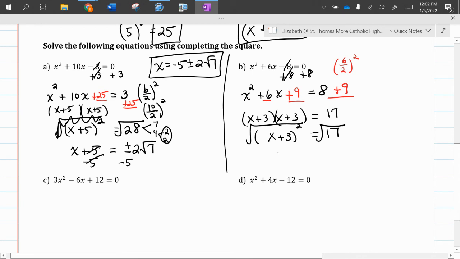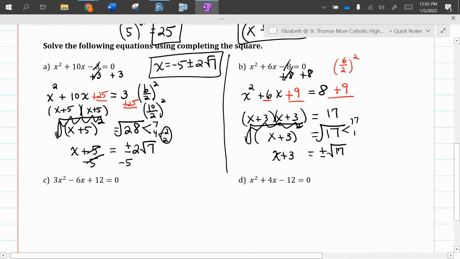So the square root of x plus 3 squared, remember the square root of anything squared is itself. So we're going to cross out the square root and the squared. And I'm going to put a plus or minus on the other side right away. Don't forget that. And then I'm going to do a factor tree to see if I can simplify 17. And I cannot. So I'm just going to write square root of 17.